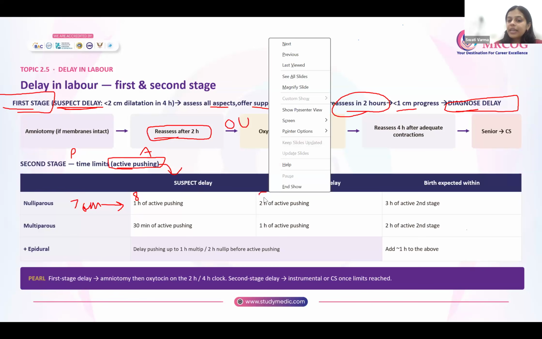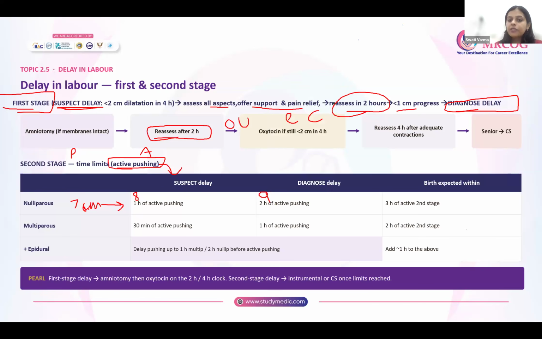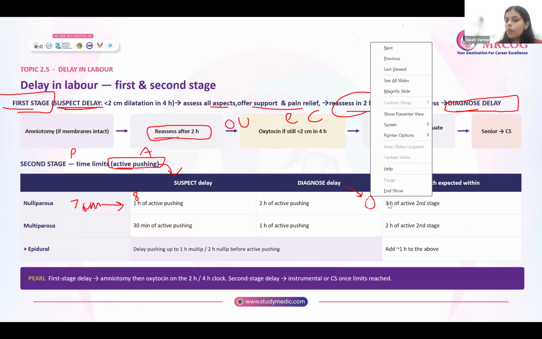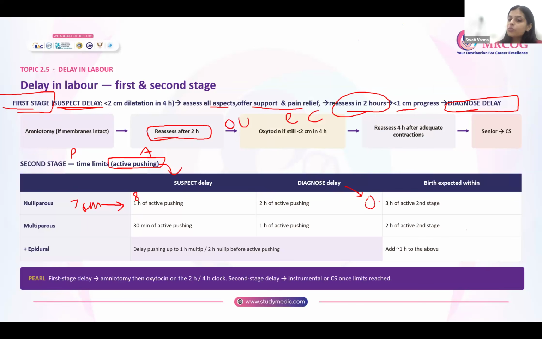Then at 9 a.m., when you find that still the findings are the same, even after 2 hours of active pushing, that is the time when you diagnose delay, and then you have to take the decision for operative delivery. Operative delivery may be in the form of instrumental delivery or cesarean section. And birth is expected within 3 hours of active second stage. That is by 10 a.m. the baby should be in your hands.